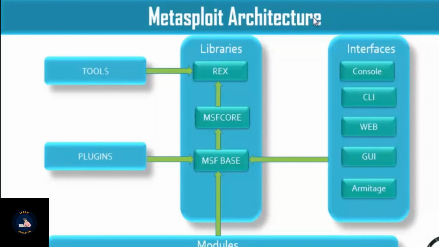Metasploit framework can be accessed by using the different interfaces like console, CLI, web, GUI, Armitage. Interfaces will differ for both the community edition as well as for the professional edition. However, we will be using each and every interface in different scenarios in our upcoming videos.